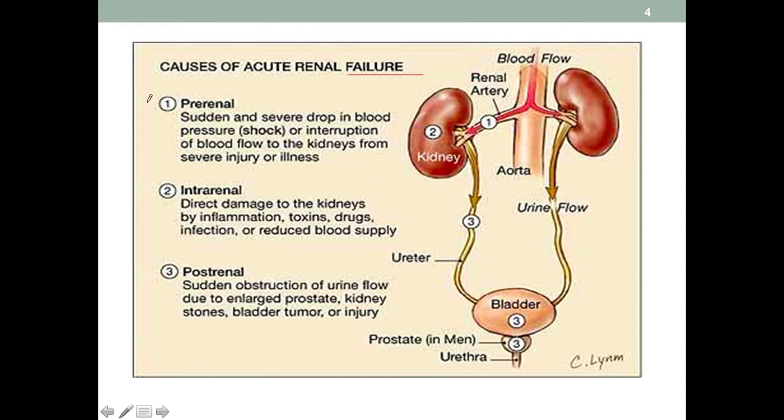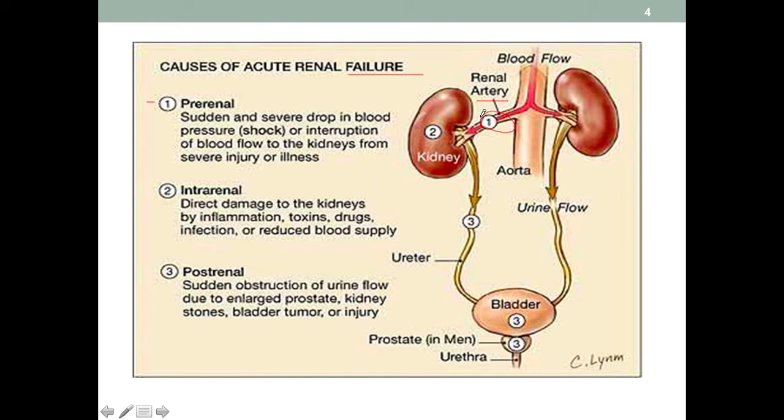So first we see here are the pre-renal causes. This means the condition that caused this acute injury to the kidneys has occurred somewhere upstream from or before the kidneys. So we see in this figure here this renal artery that branches out to each of the kidneys, and this supplies blood to the kidneys. So this section here could have some sort of issue going on. It may be interrupted by injury, illness, or say cancer.